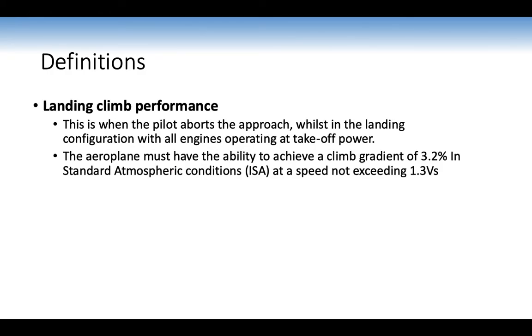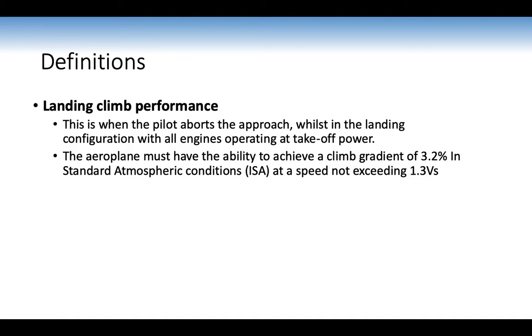Landing climb performance. This is when the pilot aborts the approach whilst in the landing configuration with all engines operating at takeoff power. So it's calculated using takeoff and landing performance charts of what our aeroplane will achieve in feet per minute in terms of the pressure height. The aeroplane must have the ability to achieve a glide gradient of 3.2% in standard atmospheric conditions, ISA, at a speed not exceeding 1.3 Vs. So for our aeroplanes, it's 1.3 times the stall speed of 44 knots, so 57 knots minimum.